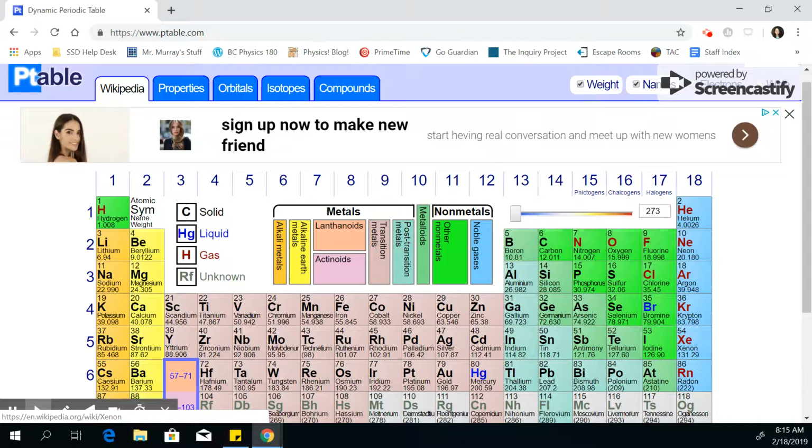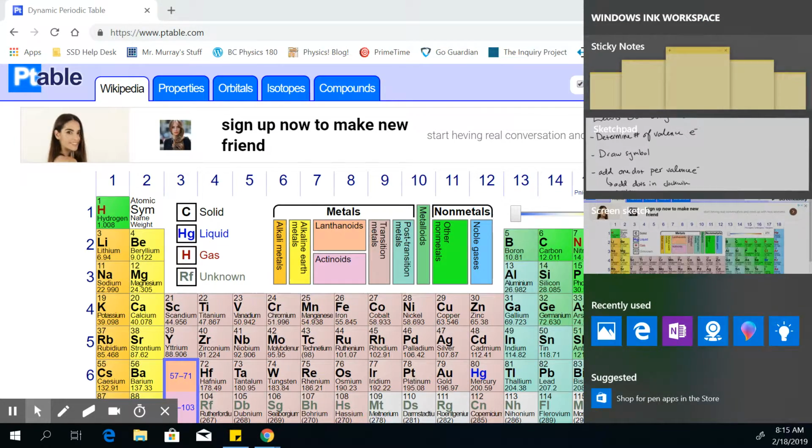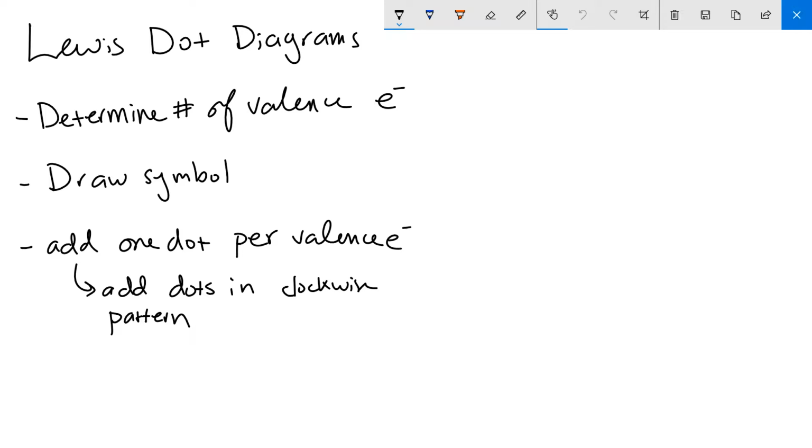So the first step to drawing a Lewis dot diagram is actually to determine the number of valence electrons. Now, valence electrons is the same thing as the number of electrons in the outer shell of the atom. Okay? An outer shell.